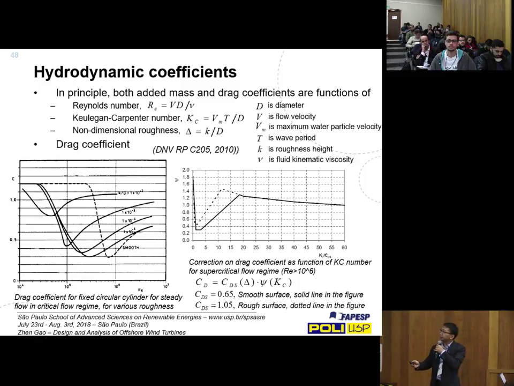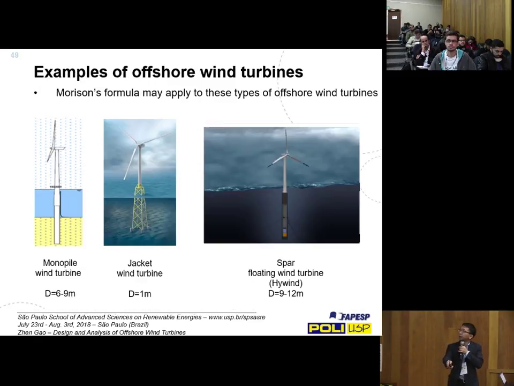There are also handbooks where you can get these coefficients for different types of structures. And the Morison formula can be used typically for slender wind turbines with slender support structures, for example a monopile, if the diameter is not so large, and then jacket elements, or even a spar floating wind turbine. But you also have to check with the relative wavelengths in order to use it.